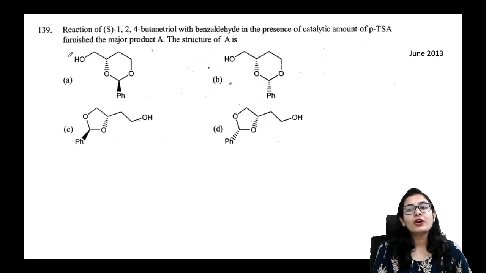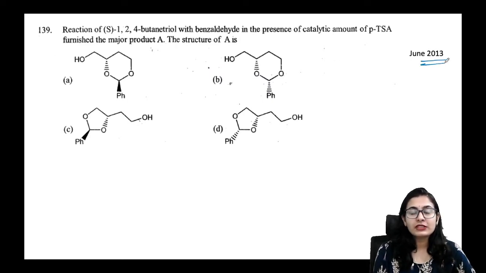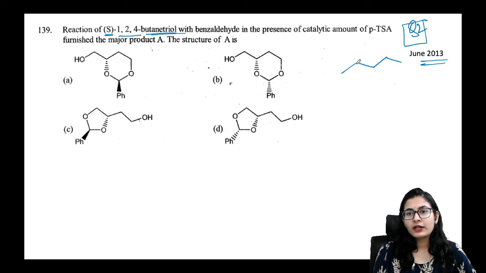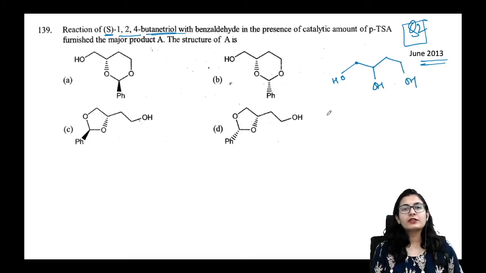Right. Moving on to the next question from June 2013, guys. Question number 2. So what do you see over here? Reaction of S 1,2,4 butane triol. So if you just want to draw it, let's say I'm having an OH at position one, an OH at position two, and an OH at positions three and four. So this is 1,2,4 butane triol, reacting with benzaldehyde.